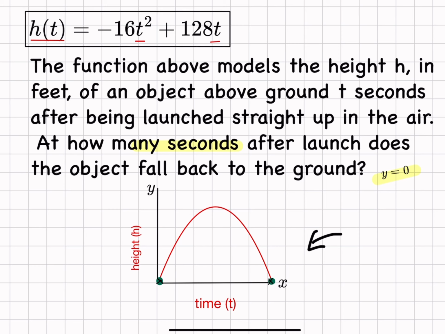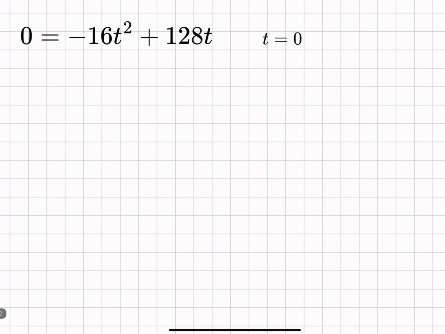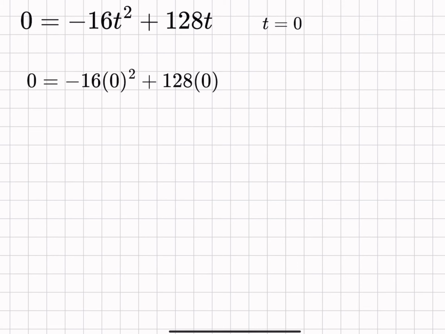So the way we're going to solve this problem is to find out at what point does this equation equal 0. There are two t values that you can use to make this equation 0. And you may be able to tell just by looking at it what one of those values is. And I probably don't have to show you this, but I'm going to anyway, just to be thorough. Here you see I've replaced the t values with 0, and what I get when I multiply these out is negative 16 times 0 squared plus 128 times 0, which is just 0.